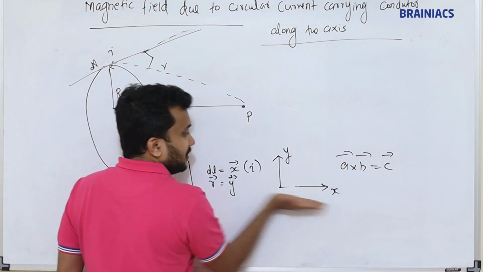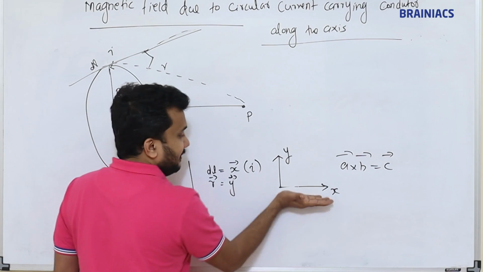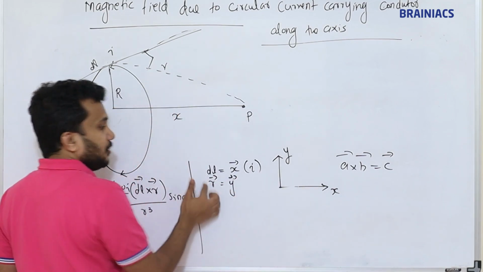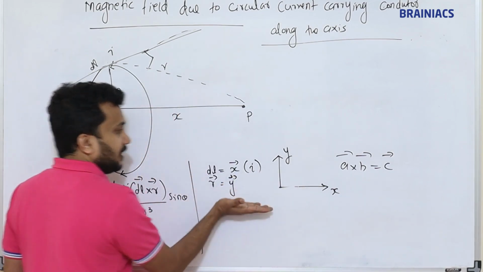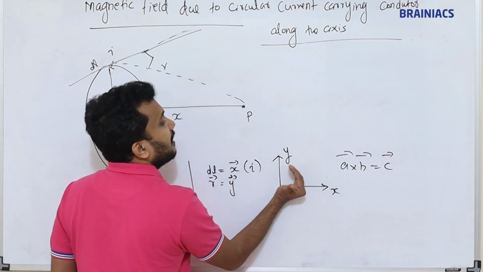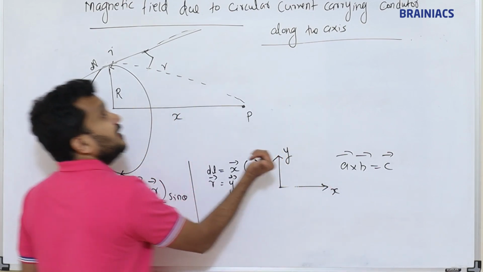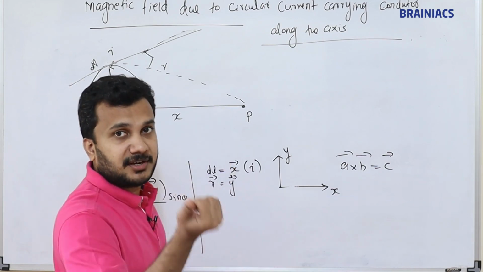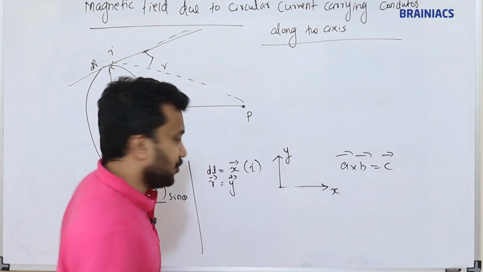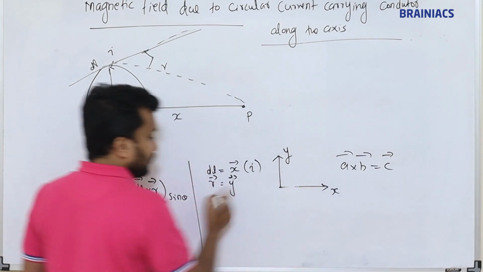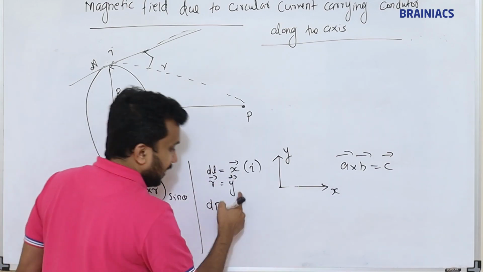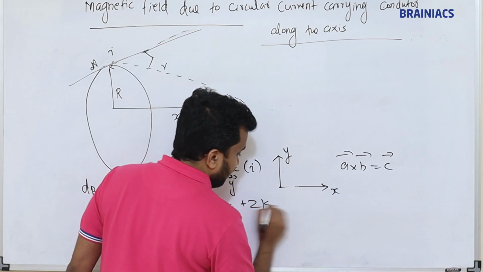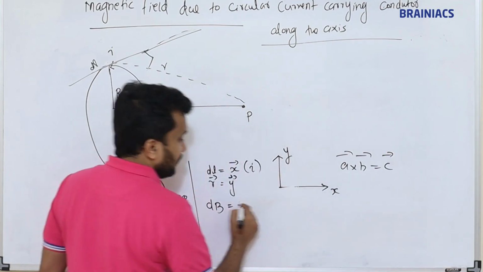So this is the X direction. So DL means X, DL cross R means X cross R. R means you have to fold in this direction. Thumb is coming out. Thumb coming out means which direction? Positive Z direction. So DL cross R means this is the X direction, and the Y direction, this is what direction? Positive Z direction. Is it positive Z direction?